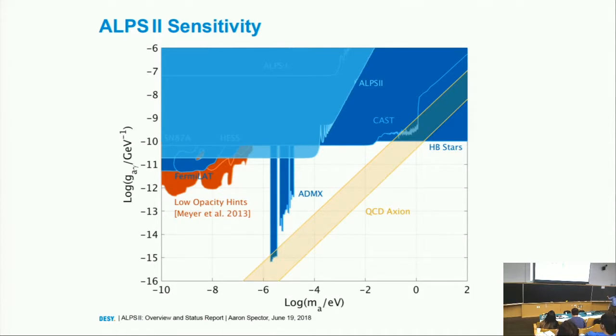But you can see that you're still so far away from the QCD axions that you will never get there with the light shining through wall experiment, even with all of these tricks.